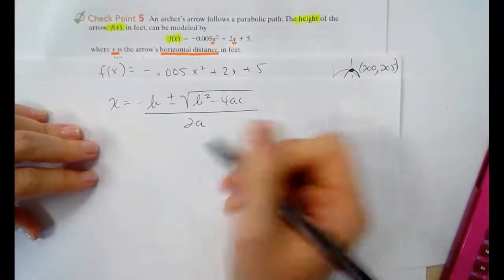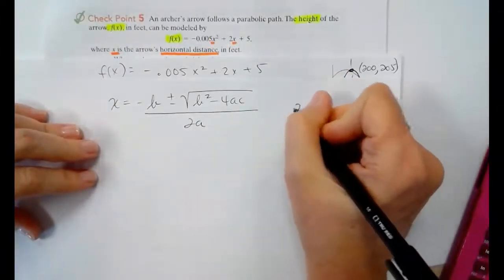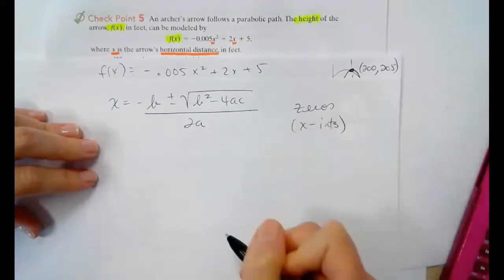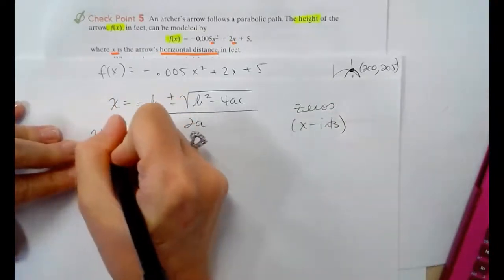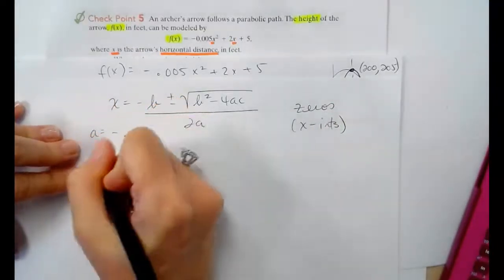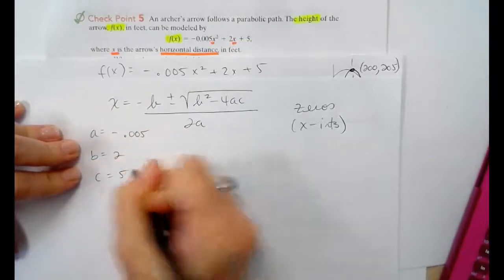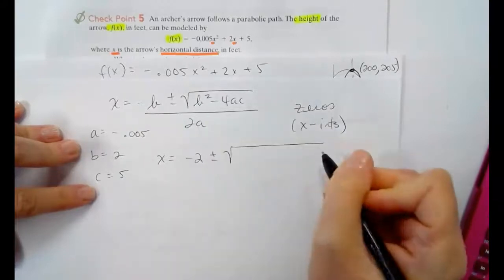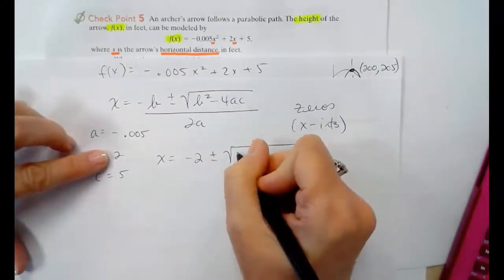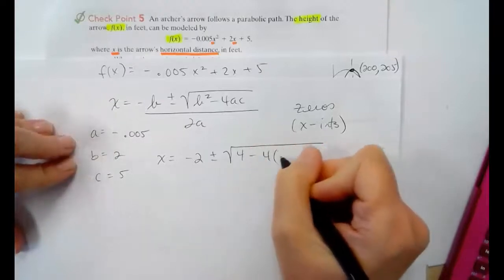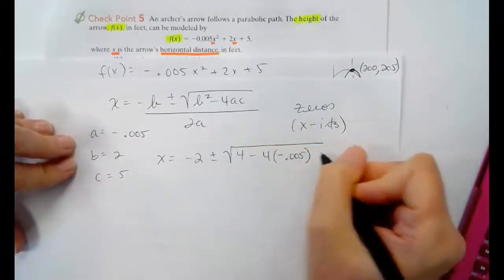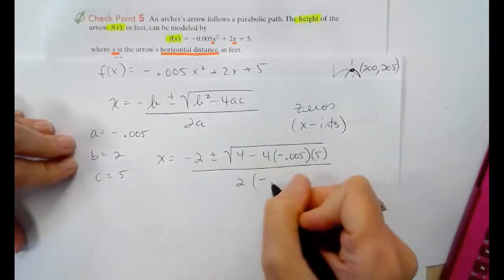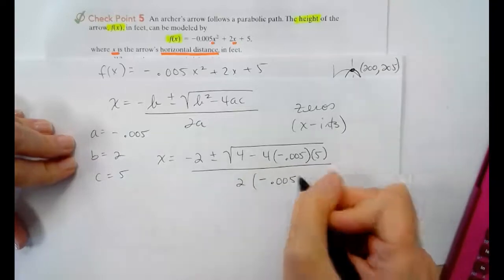Because what this allows us to find, it allows us to find the zeros, and remember the zeros are the same thing as the x-intercepts of the graph. So once again, a is negative 0.005, b is 2, and c is 5. So x equals negative b plus or minus the square root of 2 squared, which is 4, minus 4 times a, be careful of the signs, times c, all over 2 times negative 0.005.